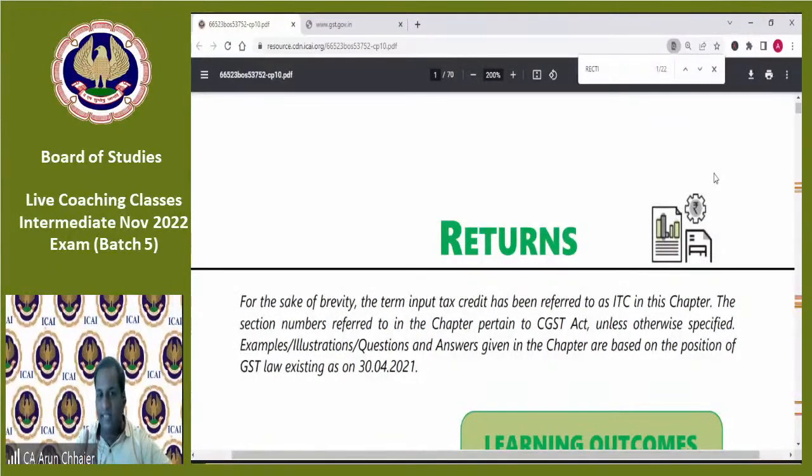In case of the monthly taxpayer, the last date would be equal to the GSTR 3B date. What is the due date of the GSTR 3B? 20. Therefore, I can say the last date for the monthly taxpayer would be the 20th only.